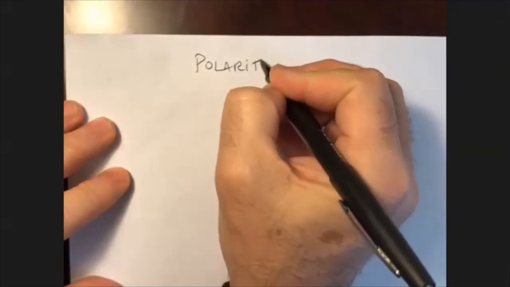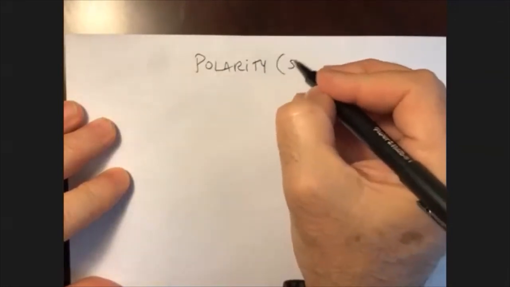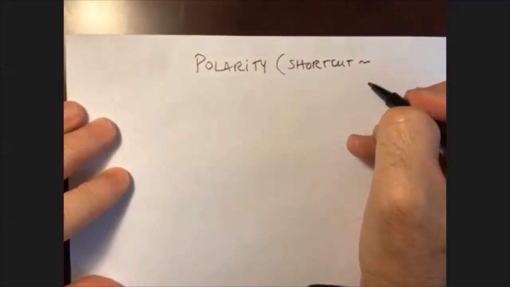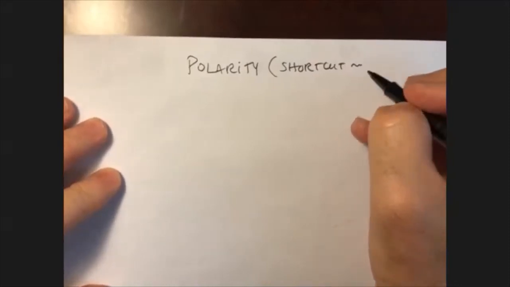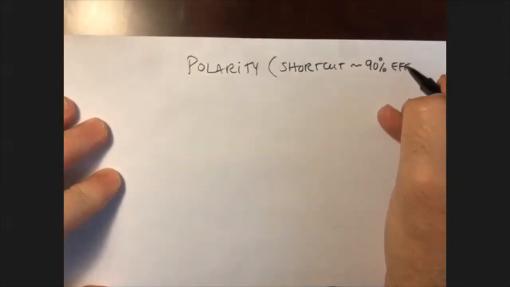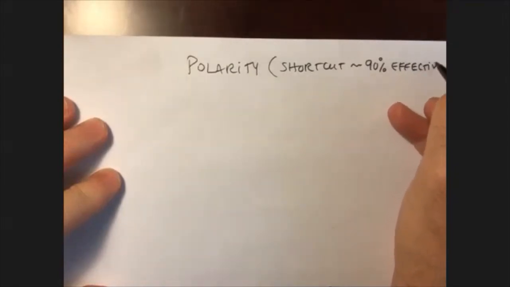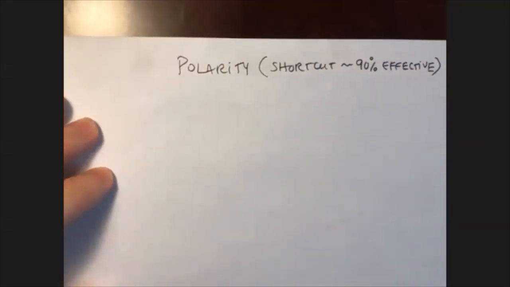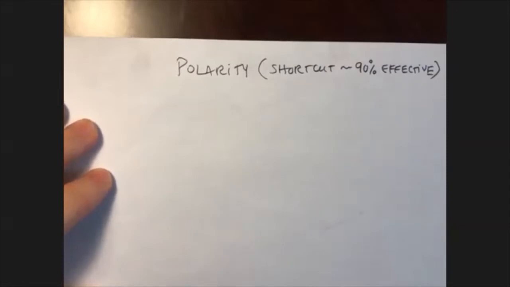Let's come over here and do a shortcut here. What are we going to call this? A shortcut polarity. I'm not going to make too many claims here. So I'm going to say that it's correct about 90% of the time. All right. So it's effective, let's say, 90% of the time. I'm not going to claim that it's any better than that. All right. Okay. So the way I do it is the following.